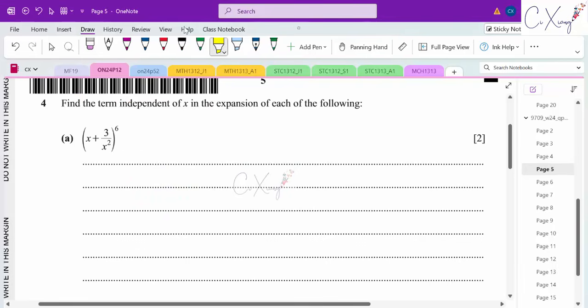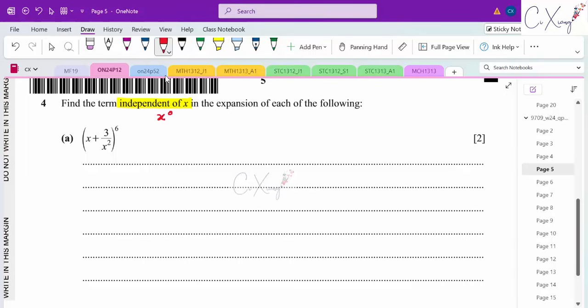Okay, so we are now at question number 4. They want us to find the term independent of x, which means that I'm looking for the term with x to the power 0 in the expansion of each of the following. So when we are talking about the binomial expansion, the general formula for any term should be nCr.